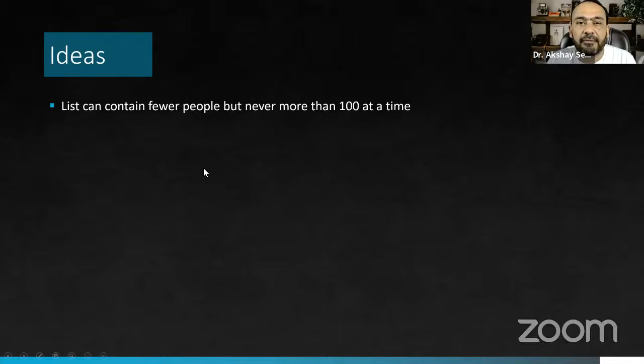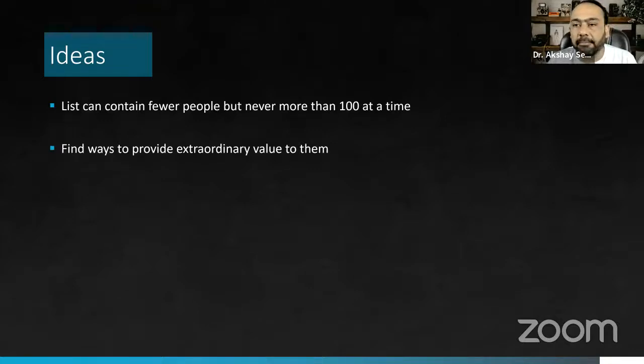very sharp list of contact marketing, because if you will send 15th August or Republic Day celebration WhatsApp messages and you think that is going to help you grow your business, then you are highly mistaken. That's not how contact marketing is done. Those Diwali messages will not give you business. Find ways to provide extraordinary value to them.